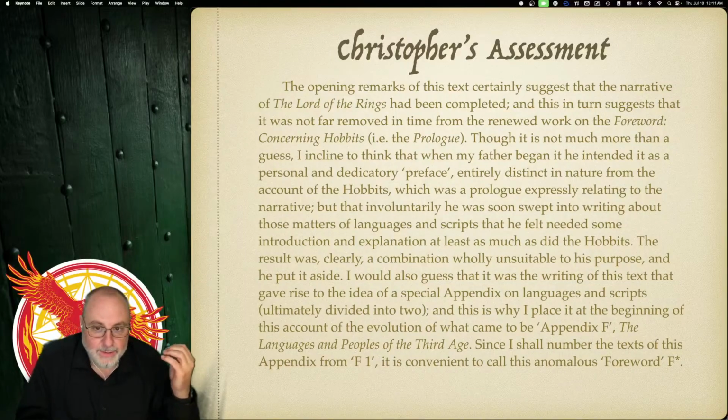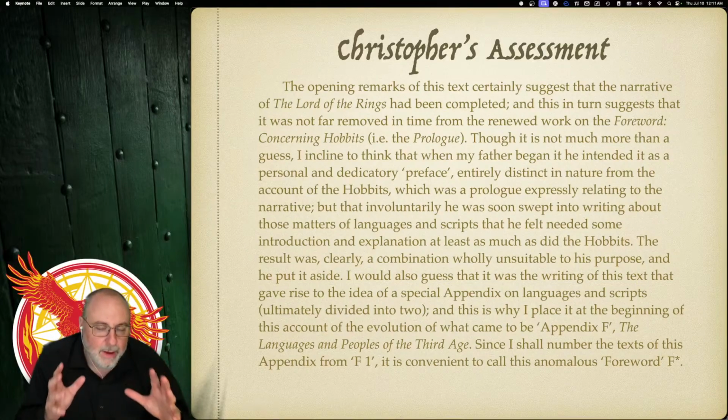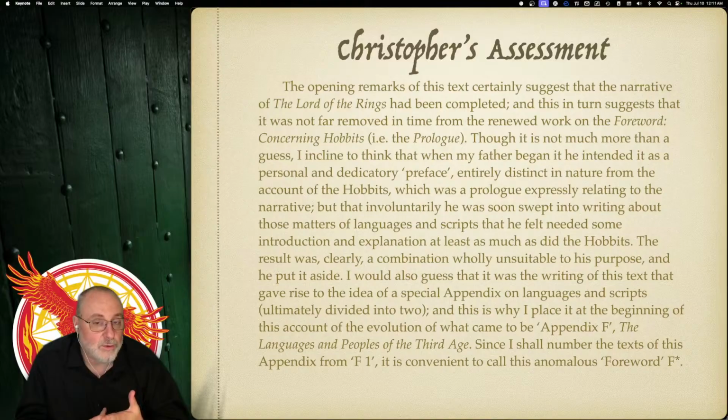Christopher is missing the point, or missing the frame, the fact that it is a frame. I incline to think that when my father began it, he intended it as a personal and dedicatory preface. No, it's not personal. It's in a persona. Again, that's muddied by the fact that he alludes to the Inklings and talks about his children in those first three paragraphs, right? But it's not personal in that he isn't actually translating a text from Westron. That's not true personal history. That's frame. That's a fictional persona and a fictional occasion. And it's not actually from the great book of Samwise, right?